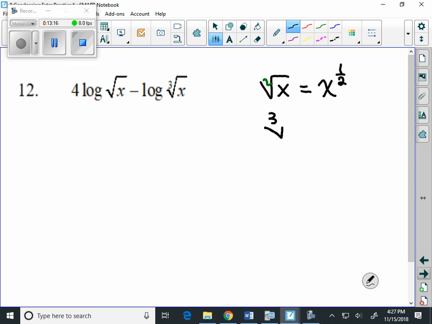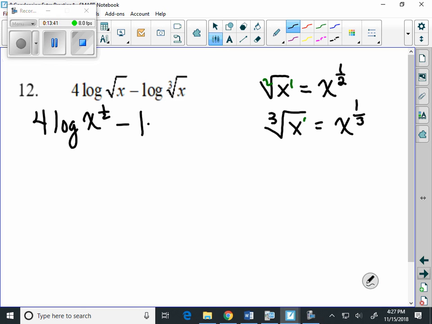Over here with the cube root of x, we can convert that. And the 3 is going to go in the bottom. There's no exponent written there, so we can assume it was a 1, just like we assumed it was a 1 here. So the cube root of x is the same thing as x to the 1/3. So to start this problem, we get 4 log of x to the 1/2 minus log of x to the 1/3.